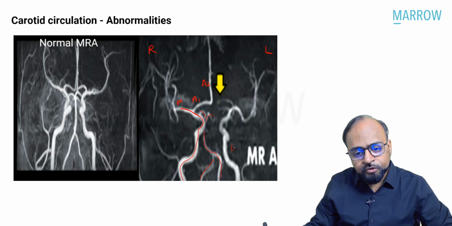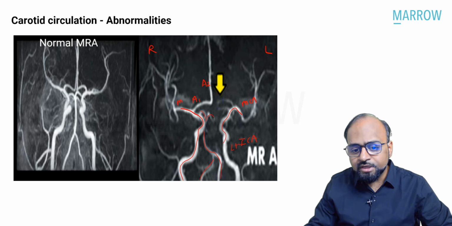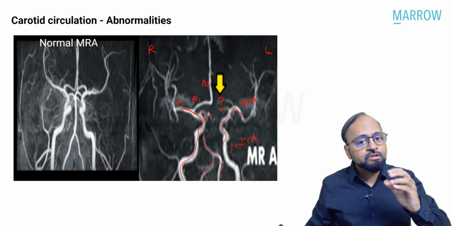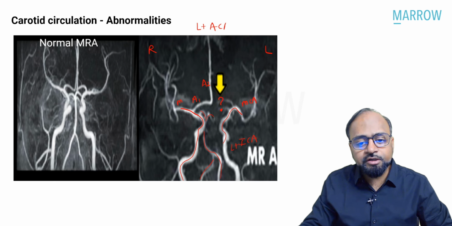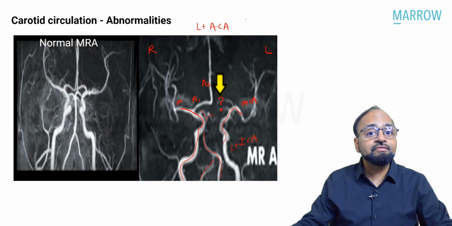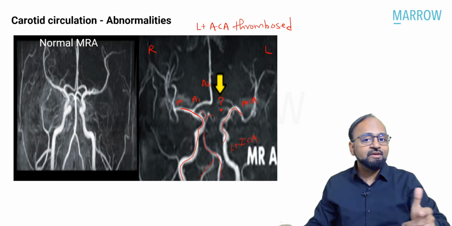You can see the left internal carotid artery. It looks normal till this point where it branches into the middle cerebral artery, but where is the anterior cerebral artery? So what you're seeing in this MR angiography is that the signal from the left anterior cerebral artery is not seen. Why is it not seen? It is because the left anterior cerebral artery was thrombosed. So there was a thrombus within the left anterior cerebral artery.